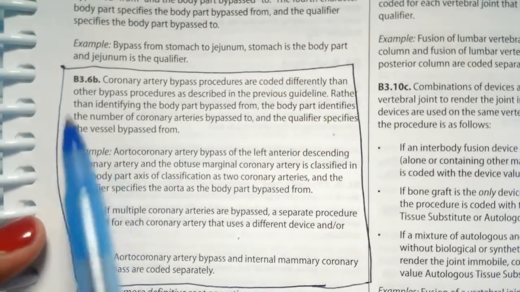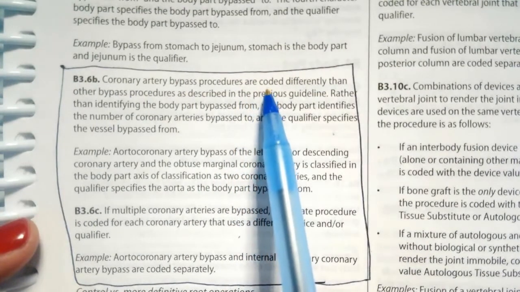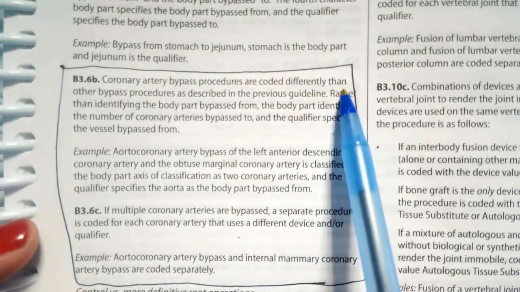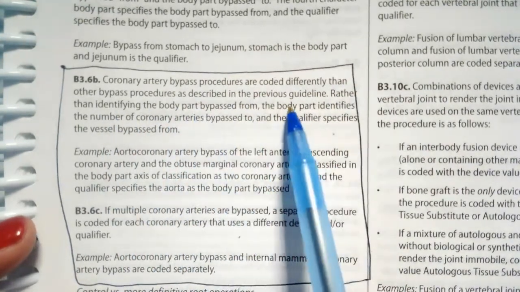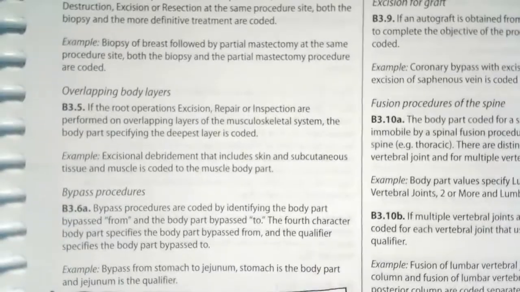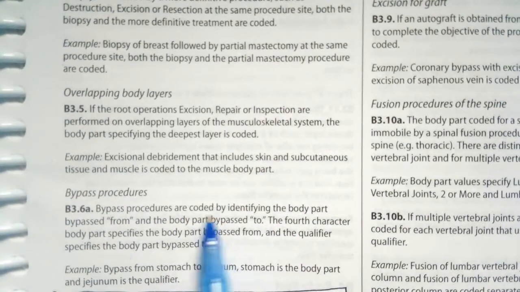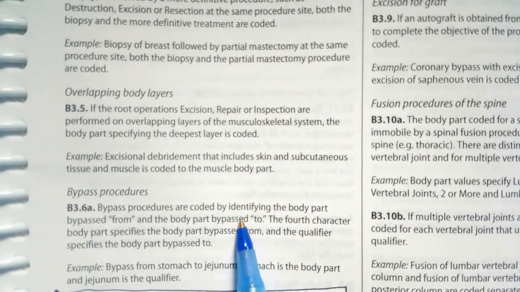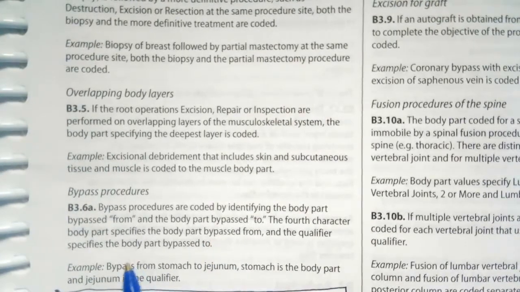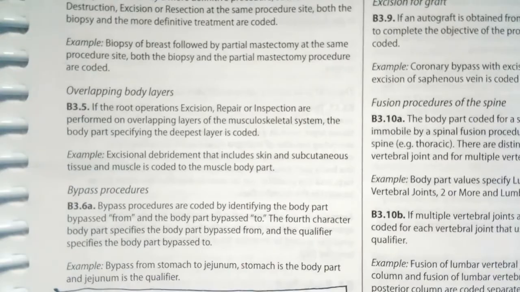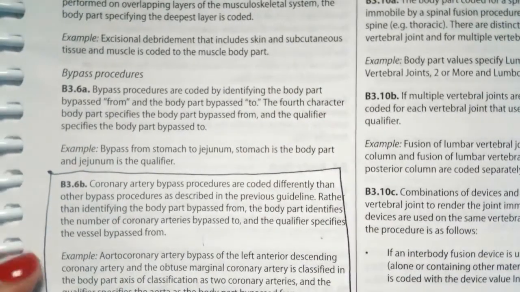All right. And look, in my book, I actually have a box around it. Coronary artery bypass grafts are coded differently than other bypass procedures as described in the previous guideline. So this was the previous guideline. Previous guideline says bypass procedures are coded by identifying the body part bypassed from and the body part bypassed to. The fourth character identifies the body part bypassed from. The qualifier identifies the body part bypassed to. Here is how we code coronary artery bypass.